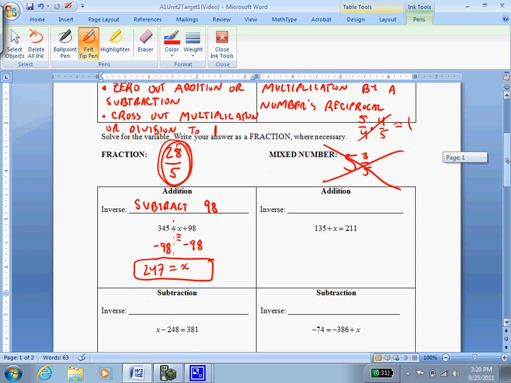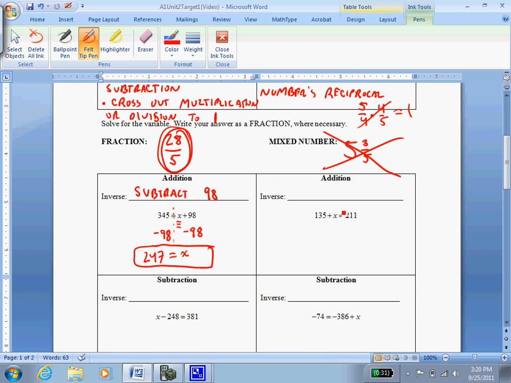Okay, another addition one. Notice here the x is there, and it's on the left side of the equal sign, and it's also after the number, but that doesn't matter. We see addition still. And we know if we have addition, the way to zero out addition is subtraction. So to get this x all by itself, I need to take this 135, and in order to get it to zero out, I'm going to need to subtract it from both sides. So minus 135 minus 135.